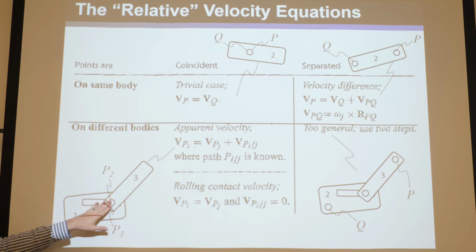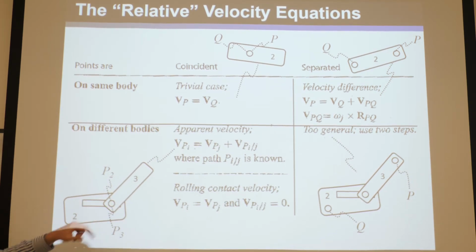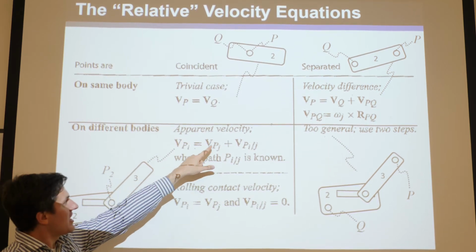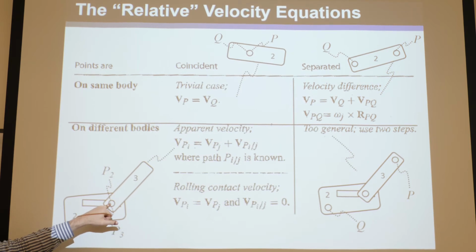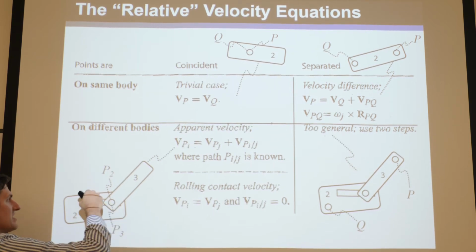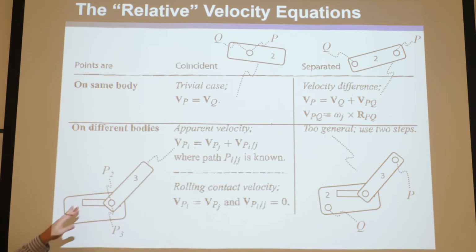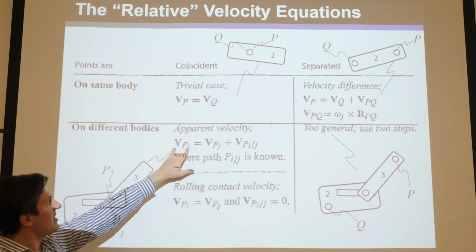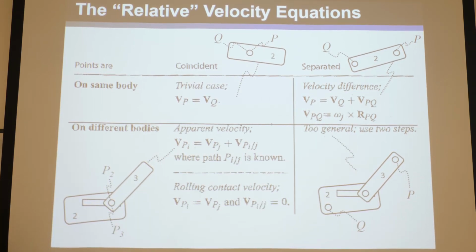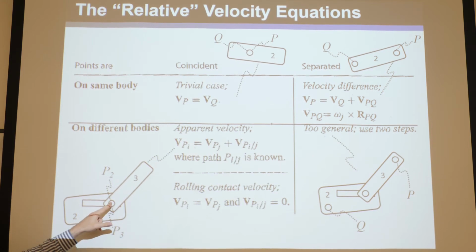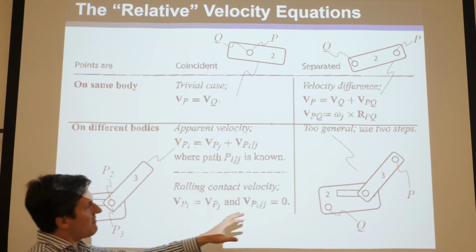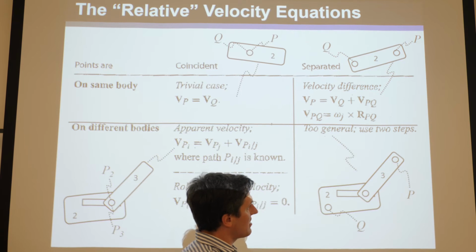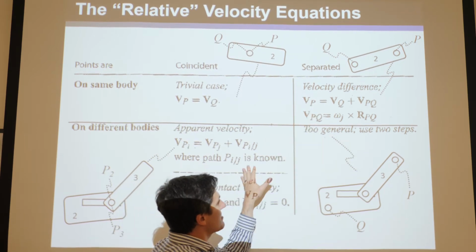Okay? And at that point, when they're both coincident on top of each other but on different bodies, the way you get the velocity is you take the velocity of, say, P2, and then you add it to the apparent velocity, Vp3 with respect to 2. It's like the velocity of the truck plus the velocity of the baseball, you add them together, you get the total velocity of P3. So you can see how we go from coincident points on different bodies, but if you have two different bodies and two different points, one on each body, that aren't coincident, then you have to use a combination of this and this to get there.